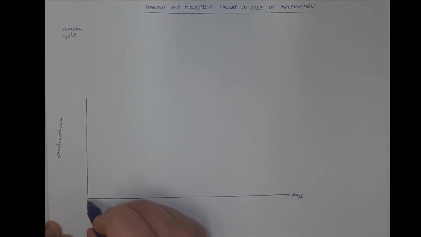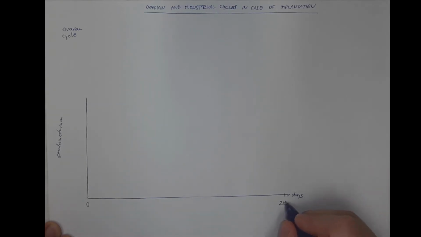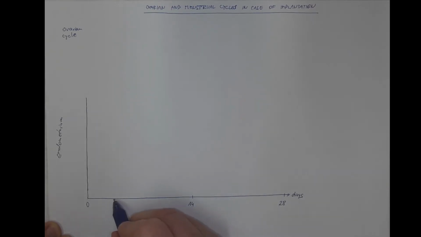The menstrual cycle starts at day 0. In average, theoretically, it takes 28 days. So in the middle there will be day 14, and the first 4 days, that's what the menstrual phase takes.